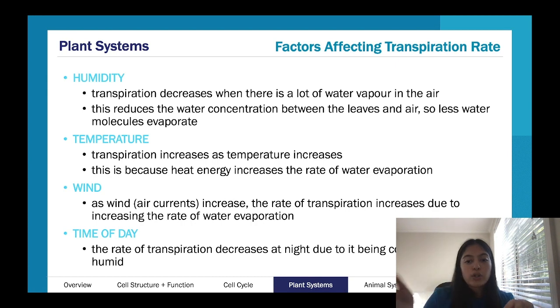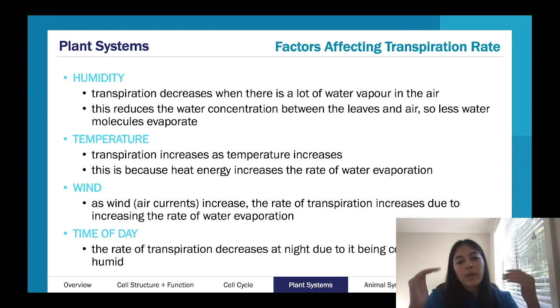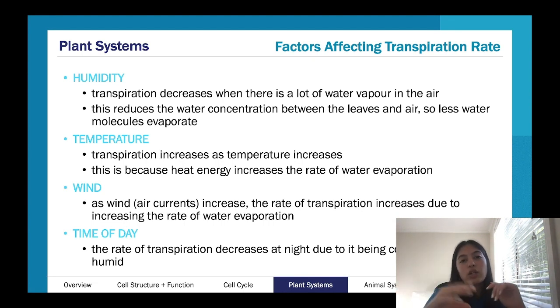Wind. As wind blows, we're getting transpiration increasing. Again, evaporation. If you've got more force of the wind, those water molecules are going to evaporate. If it's hotter, water molecules are going to evaporate. And time of day, you can think about it tying into the first two. At night, it's going to be cooler, so lower temperature means lower transpiration rate. Also it's more humid at night than it is in the day, so we've got transpiration decreasing. Then when the sun comes out and it's a bit warmer and a bit less humid, you have that evaporation. So hopefully that makes sense.